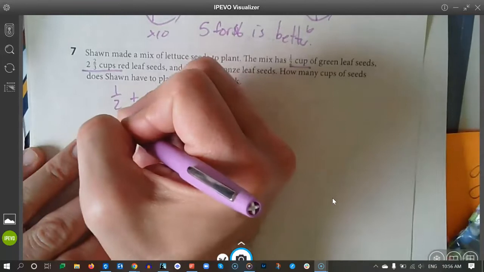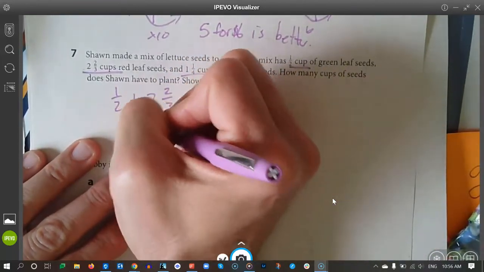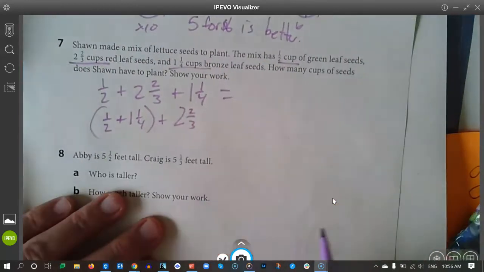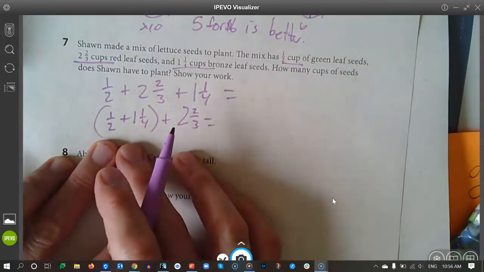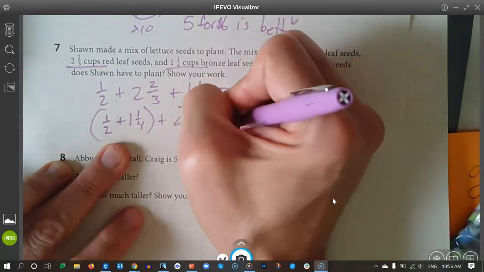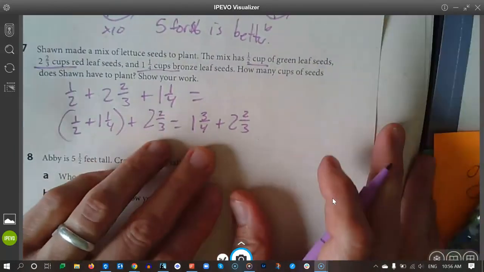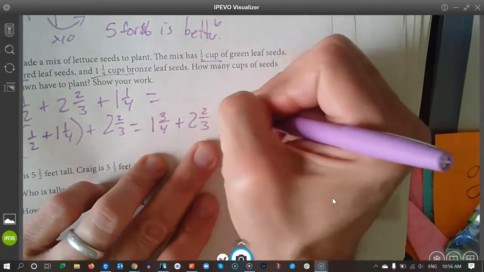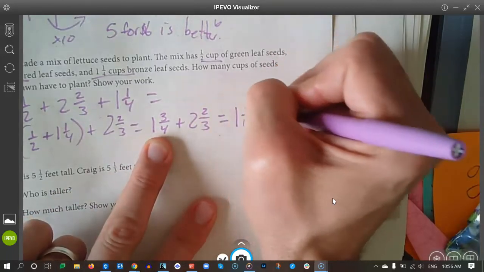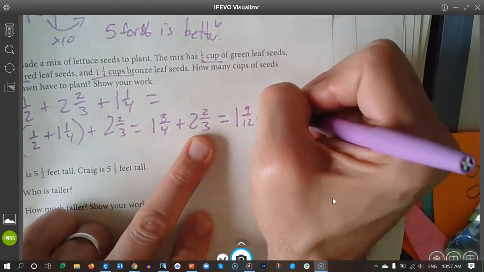Okay. So first I'm going to add 1/2 to 1 1/4, and then I'm going to add that to 2 2/3. So if I have 1/2 plus 1 1/4, I know my half is 2/4, so this is now 1 3/4 plus 2 2/3. I know I can change these to 12ths, so that equals 1 what would that be? 9/12 plus 2 6. No, 6/12. No, that's not right. 6/12 is 1/2.